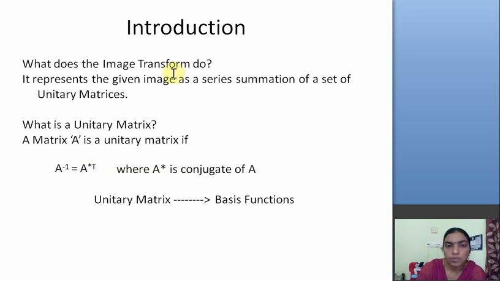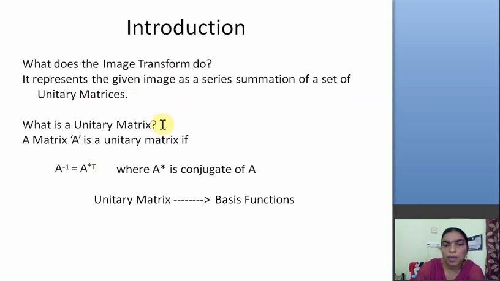Now, how does the image transform work? It represents a given image as a series summation of a set of unitary matrices. In signals, we read that the frequency domain representation of a signal is a series combination of mutually orthogonal functions. In the same way here, image transformation represents the given image as a series summation of a set of unitary matrices, so you should concentrate on the unitary matrices here.